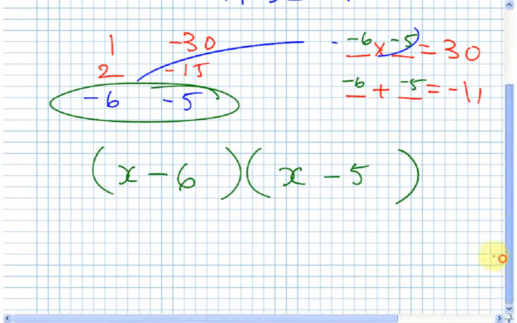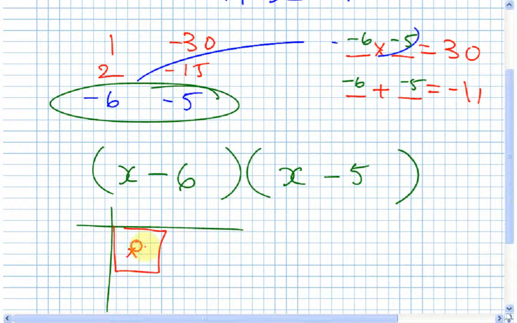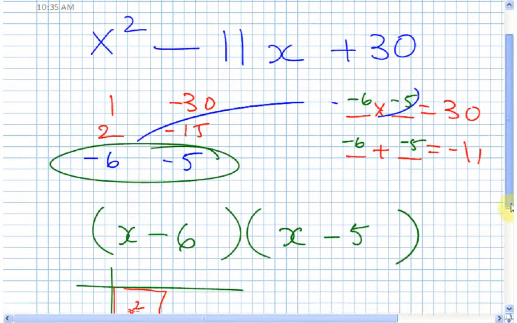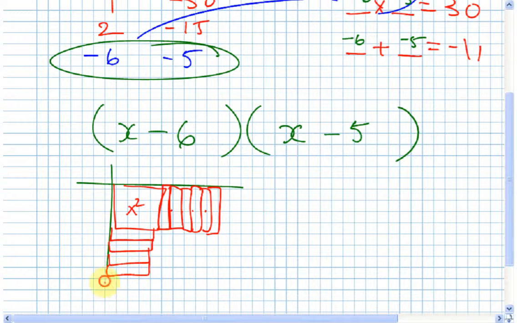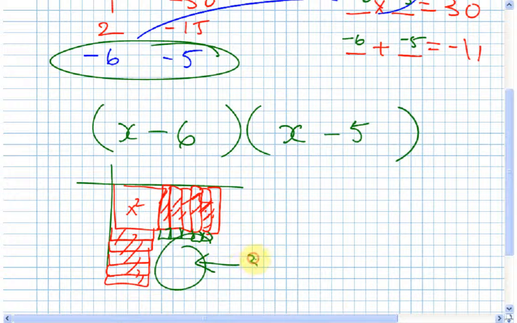And if you wanted me to draw this out for you, the idea would be, here's your 1 x squared term. You have 11 of those negative rods. So by Lawrence's answer, there are 6 this way: 1, 2, 3, 4, 5, 6. And then 5 this way. And these should be negative, so we'll shade them all in. And then what goes down here? A whole bunch of these little ones, and there should be 30 of them.